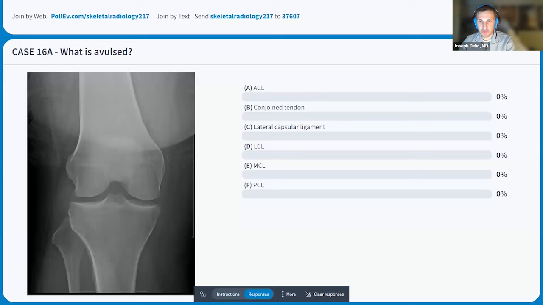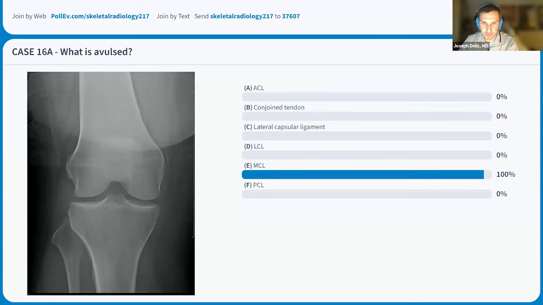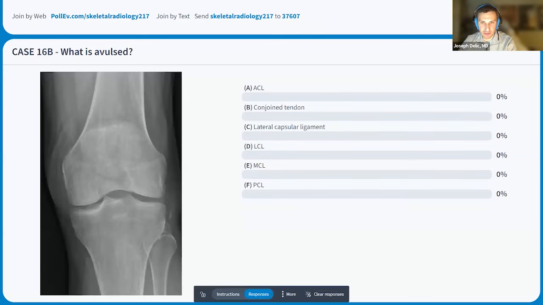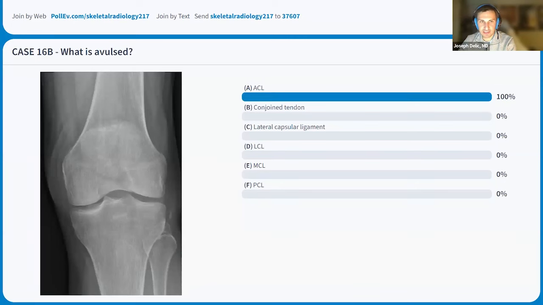So we're going to go through 4 cases here, and I want to know what is avulsed from the knee. Okay, so we're going to take a quick trip around the knee, looking at a few different locations. All right, so a few more seconds here for this one. We have a majority of people saying E, MCL. All right, we're going to move on here to the next case. What is avulsed in case 16B?